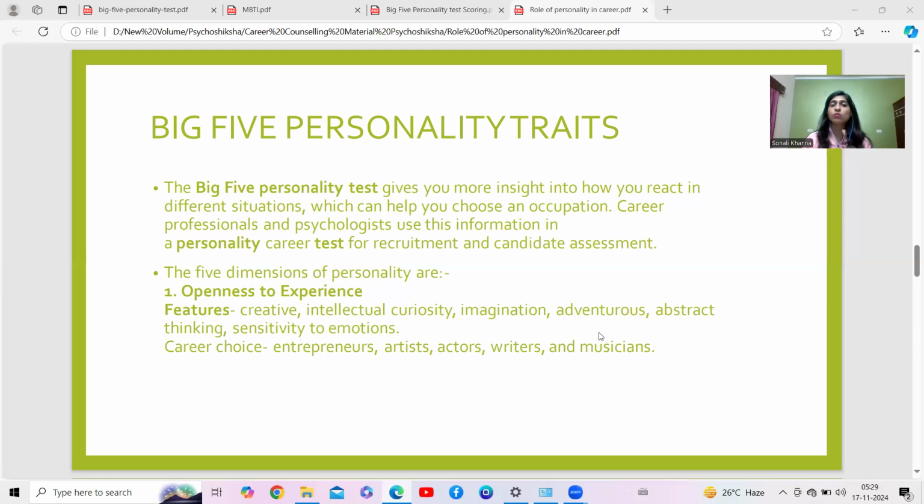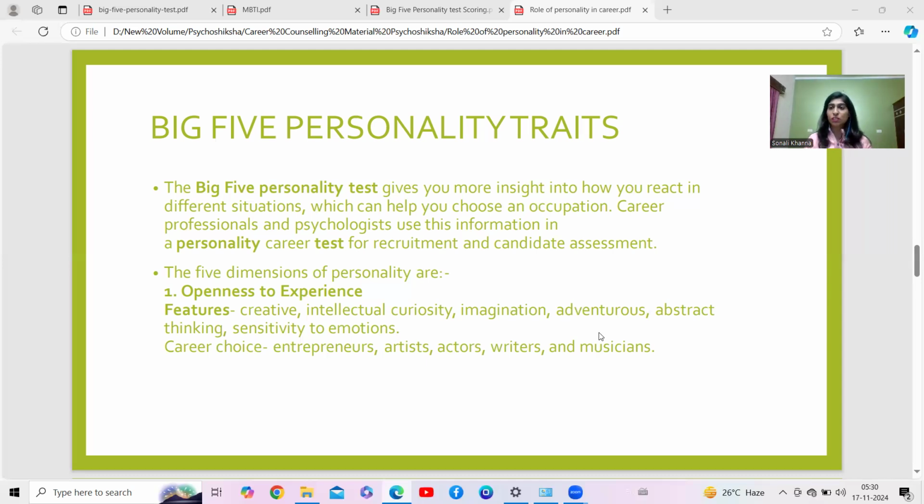Now, this test comes under the acronym OCEAN, which says that five parameters are there. O stands for openness, C stands for conscientiousness, E stands for extroversion, A stands for agreeableness, and N stands for neuroticism. These are the five personality dimensions that are present, and a low score on each dimension represents the opposite of the same. So, the first dimension is openness to experience.